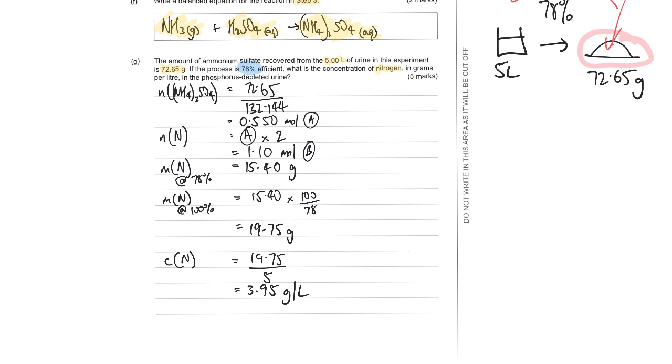If it was produced at 100% efficiency, it would be 19.75 grams, okay? And because now it's at 100% efficiency, that's the amount of nitrogen that would have been in that 5 liters at the beginning. All right, so the amount of nitrogen in that 5 liters at the beginning is that 19.75 grams, and therefore you can do the 19.75 grams over the 5, and that will get you your answer. Okay, so that's it. We'll see how we go.